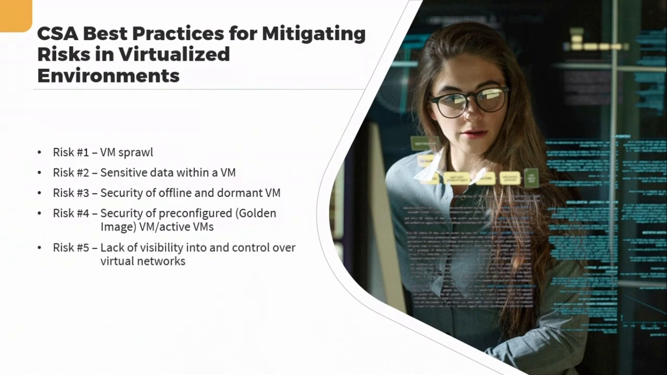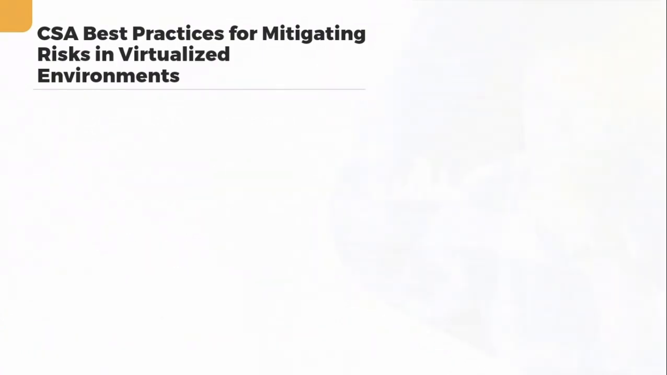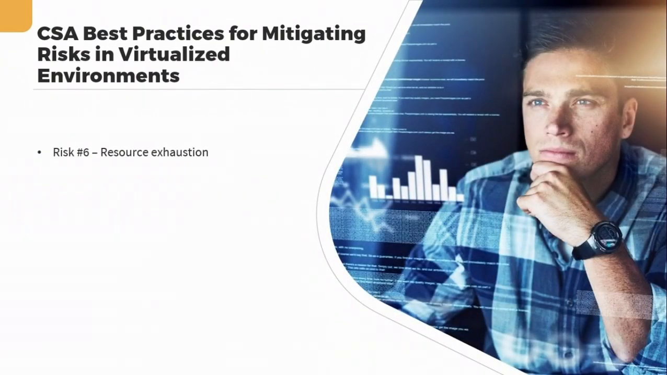Risk 5, the lack of visibility into and the control over your virtual networks. This can affect the partitioning between the guests that are running on the hosts. Number 6 is resource exhaustion, making sure that applications are actually virtual machine optimized. Hypervisor security, preventing hyperjacking, unauthorized access to hypervisors. Do you have least privilege and separation of duties in your hypervisor cluster access?